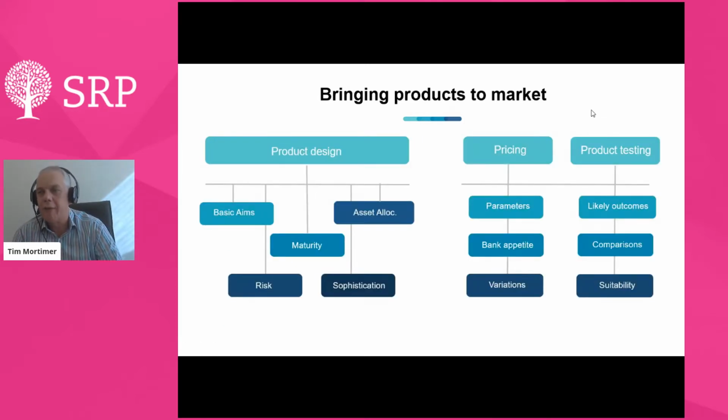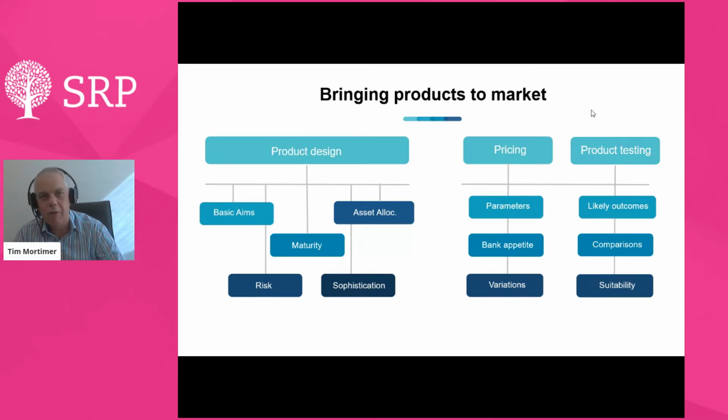So just to illustrate that, here's a little chart which shows some of the different elements that need to be thought about. So product design, given that there's plenty of space on the left-hand side, is the whole process that might happen before you even get as far as pricing, involving investor feedback and very high-level considerations like what are the aims of the product, what is the asset allocation, what kind of maturity profile, what should the risk level of the product be, and also what's the sophistication of the investor base.